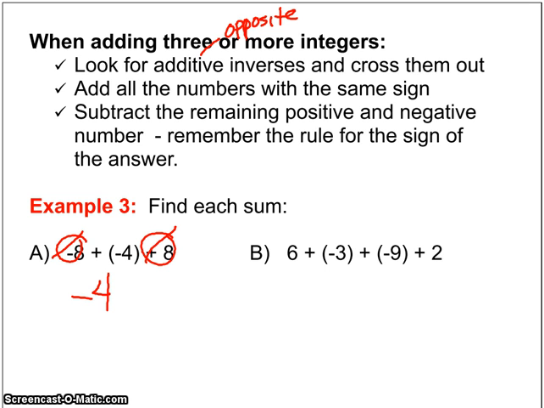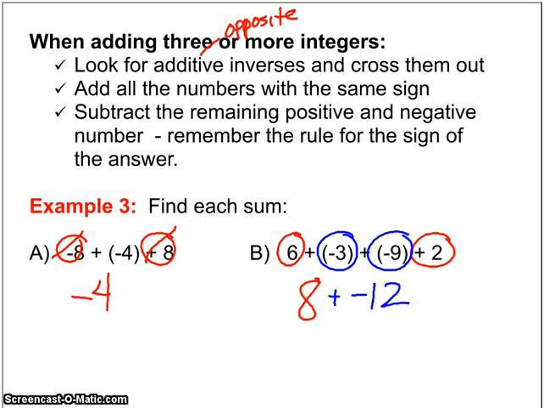That one was a little bit easy. How about B? Do you see any additive inverses? No. So go on to the next step. Find all the positive numbers. So we have 6 and 2. Let's go ahead and add those together. So 6 plus 2 is 8. And then find all the negative numbers. We have -3 and -9. Again, the signs are the same, so I add them together, and they're both negative, so I get a -12.